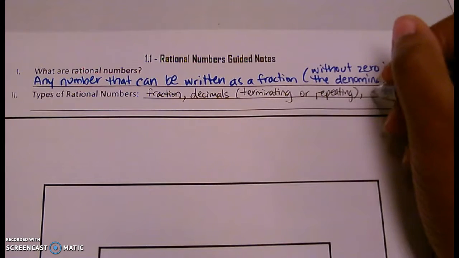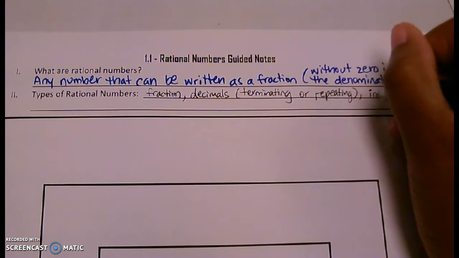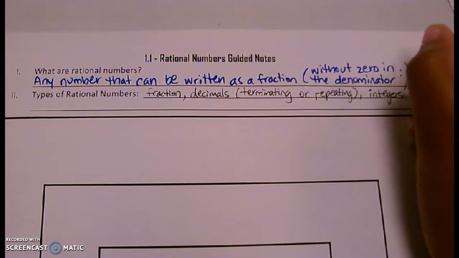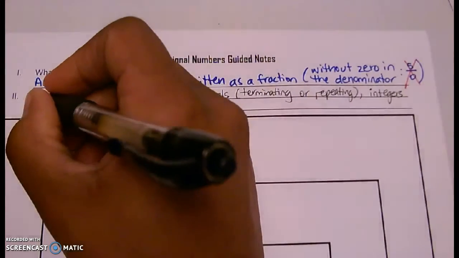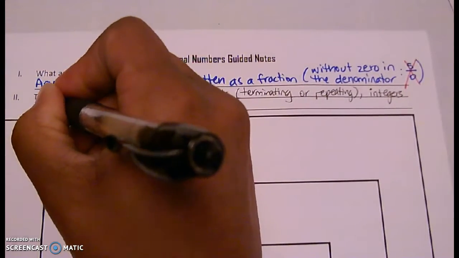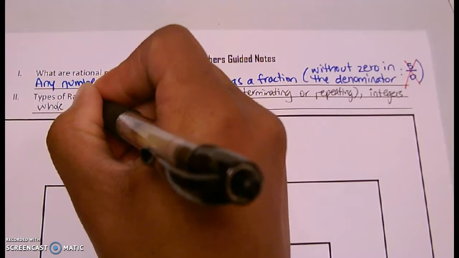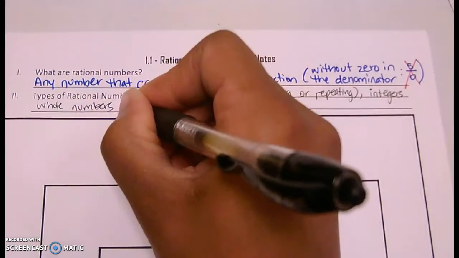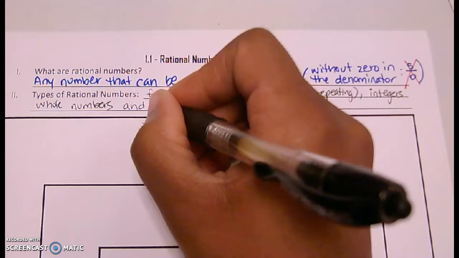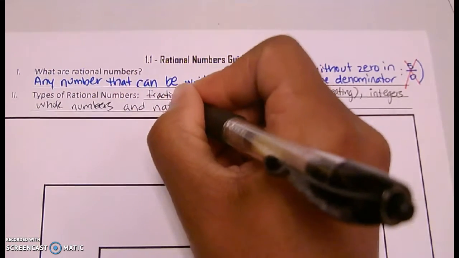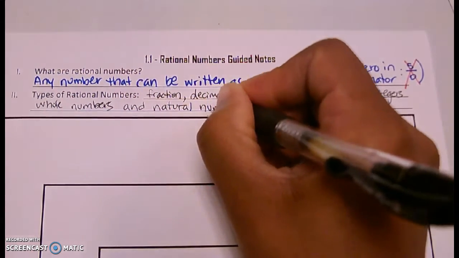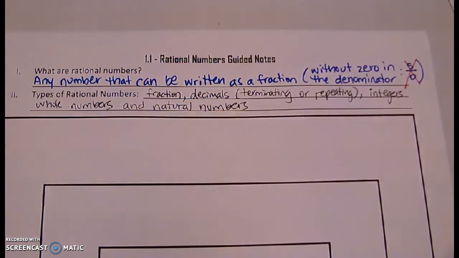Rational numbers also include something called integers. We're going to be studying a lot about integers this year. Whole numbers. And natural numbers. Okay? So these are all the different types of rational numbers.